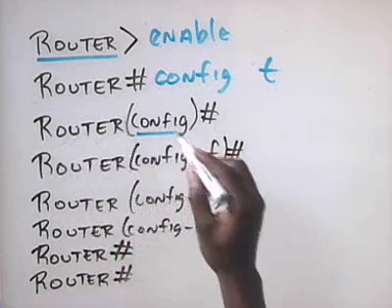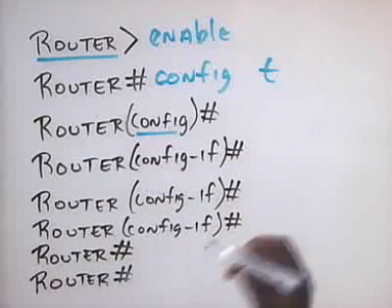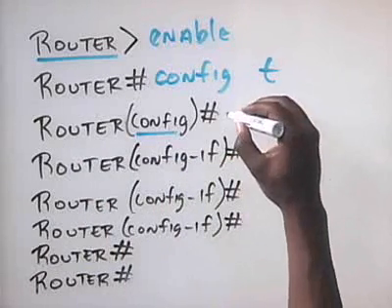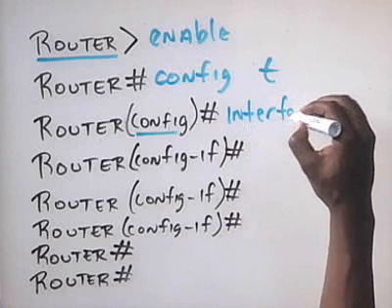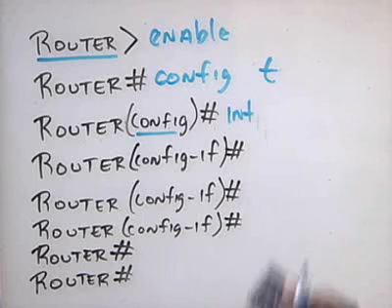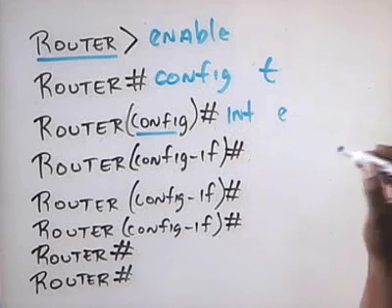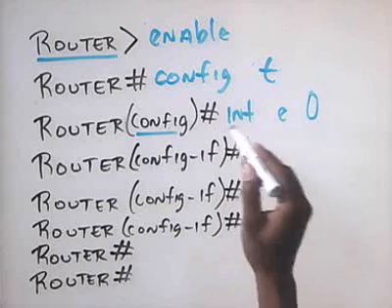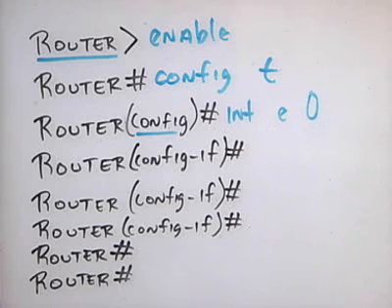From global configuration mode, then we determine what we want to configure. In this instance, we want to configure an interface, so therefore we type the word interface, or you could simply type int for interface, the abbreviation, interface Ethernet 0. Interface Ethernet 0. You can spell that out or you can abbreviate once again.